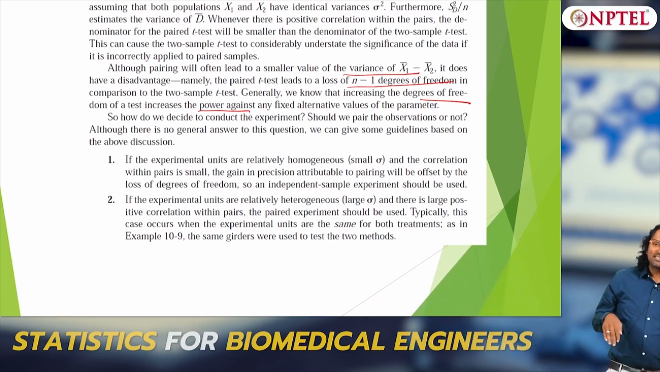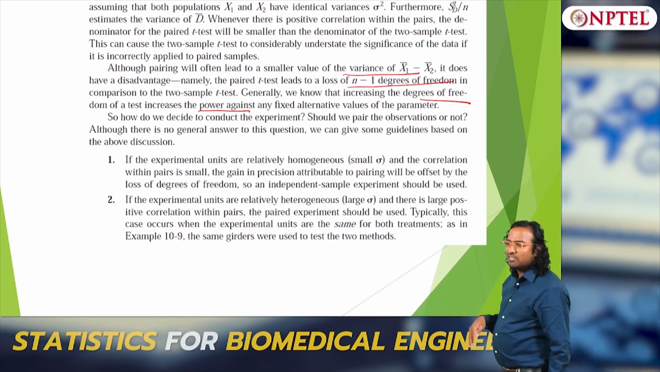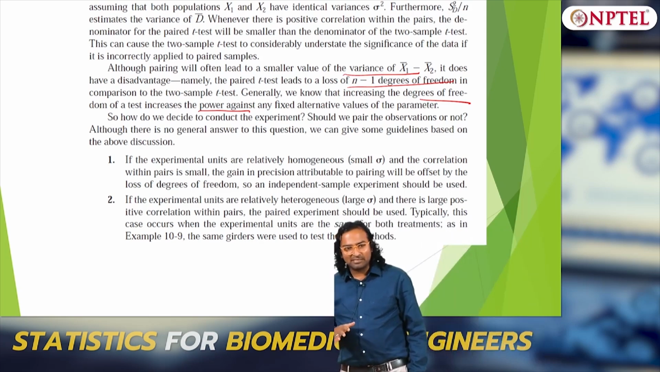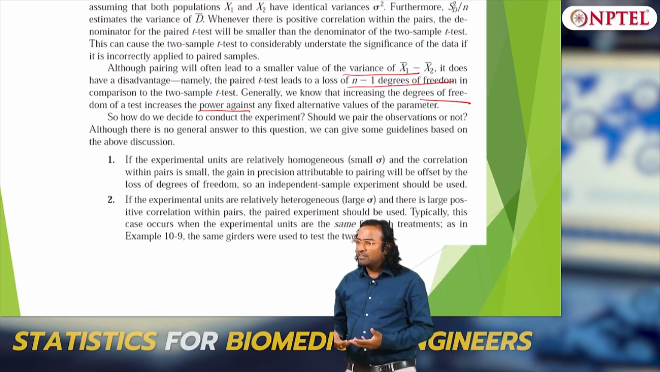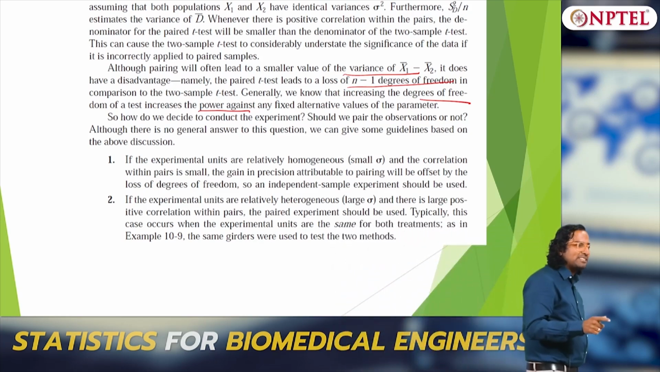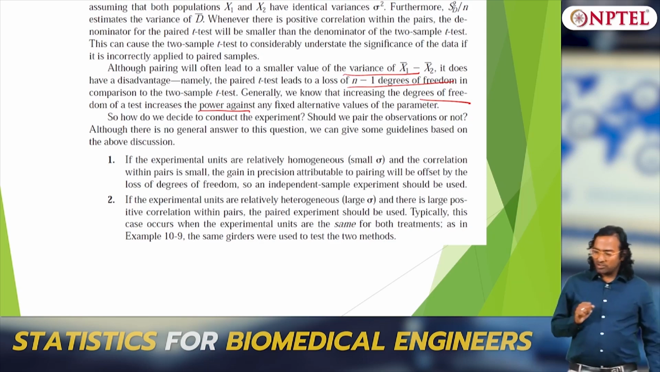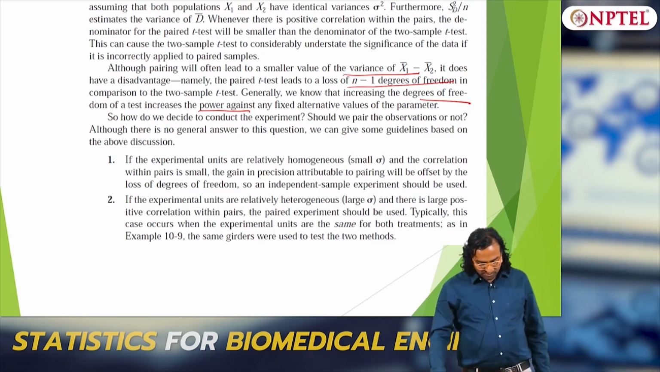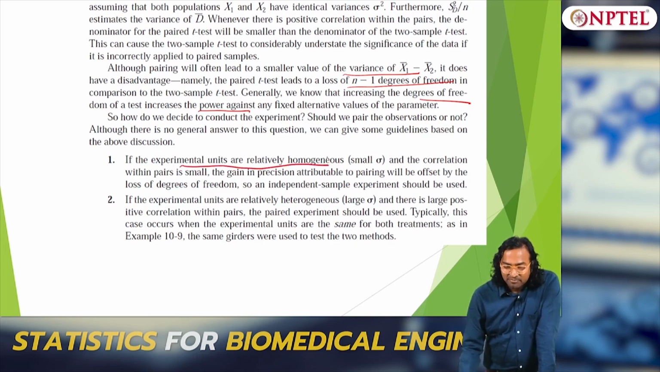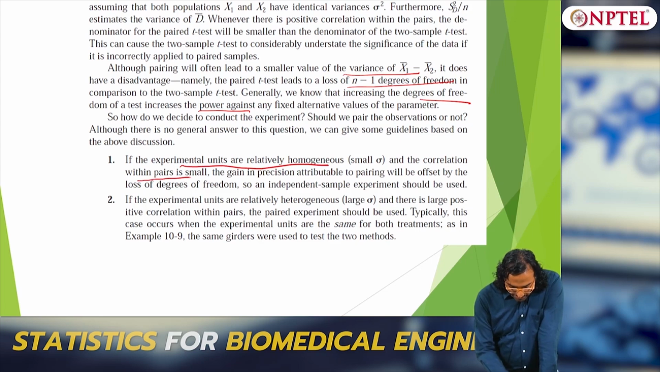What is power of the test? The ability to reject the null hypothesis if it is false, that is nothing but the power of the test, which is 1 minus beta. 1 minus beta goes down, or beta increases, because your degrees of freedom gets reduced. So if the experimental units are relatively homogeneous and the correlation within the pairs is small, the gain in precision attributable to pairing will be offset by the loss of degrees of freedom.